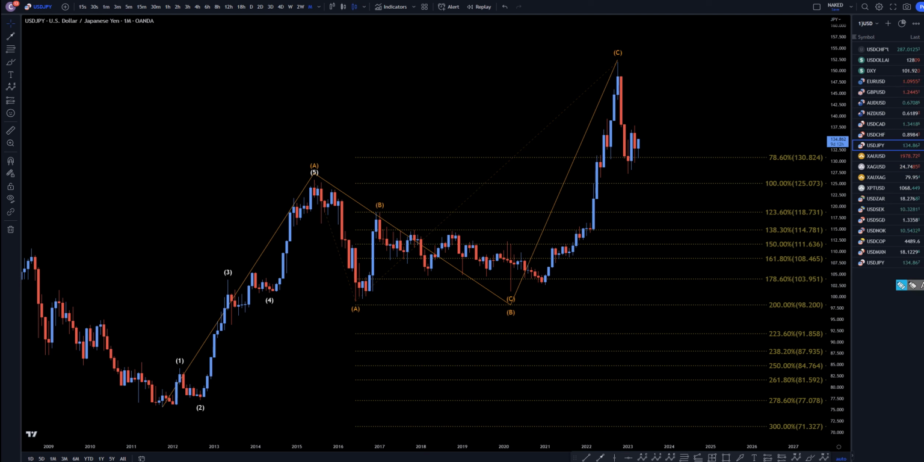Today is Wednesday, April 19th, and I'm going to be analyzing the US dollar yen, starting on the monthly, working my way down to the 1 hour time frame.